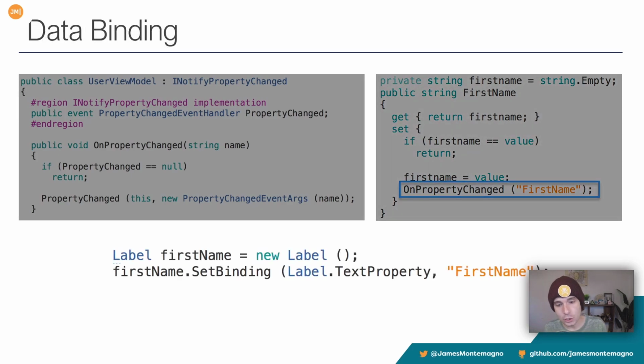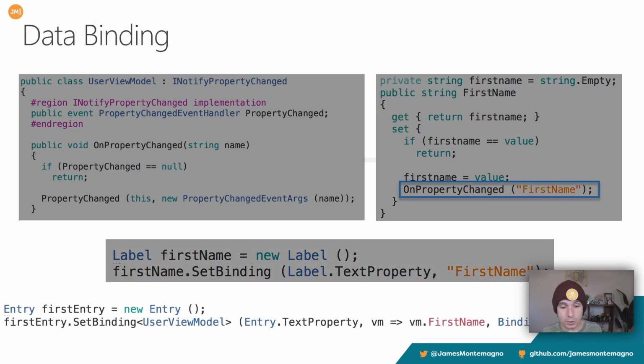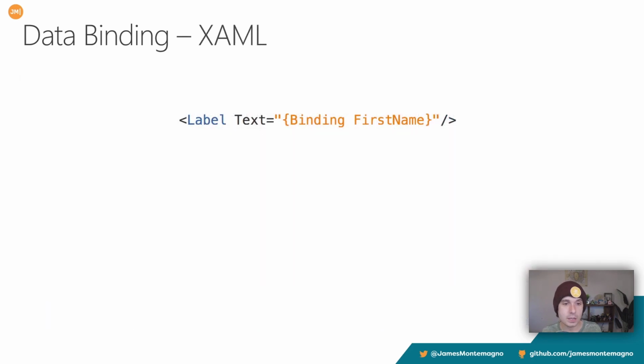So there's a few ways to do this. If we're doing code behind in C#, you can actually say SetBinding, and we'll say the property name and then whatever the property is. So first name, first name. Most of us will do this in our XAML, not in code behind. If you're doing XAML, and that's what we'll be doing here today, there's a really cool binding syntax where you just say Binding FirstName, boom, you're good to go. So that's really, really easy.